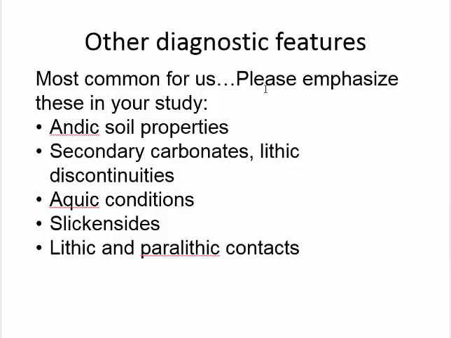These other diagnostic soil characteristics start on page 17 in your Keys to Soil Taxonomy. So you may want to turn to page 17 and pause the video while you find that. For example, andic soil properties are going to turn out to be really important for Andisols, that order. Another one would be secondary carbonates. Those are important for figuring out whether you have calcic horizons and so forth. There are things called lithic discontinuities, aquic conditions.